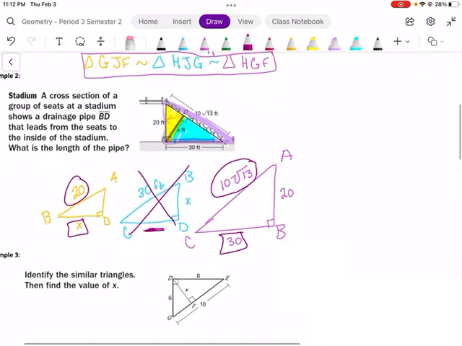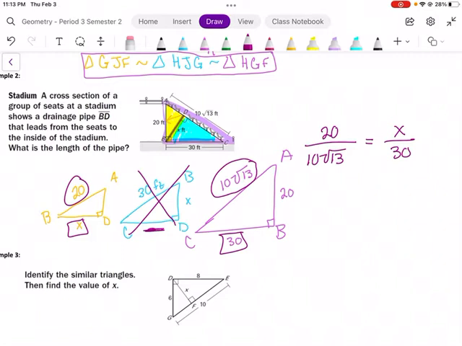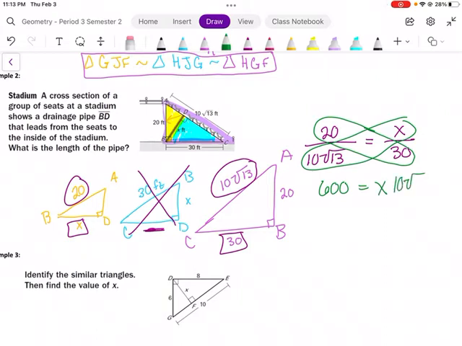Now that we have our proportional sides, we can set up our equation. So we can do 20 over 10 square root of 13 equals x over 30. Then we can cross multiply. 20 times 30 is going to be 600 equals x times 10 square root of 13. This is where we will divide both sides by 10 square root of 13.